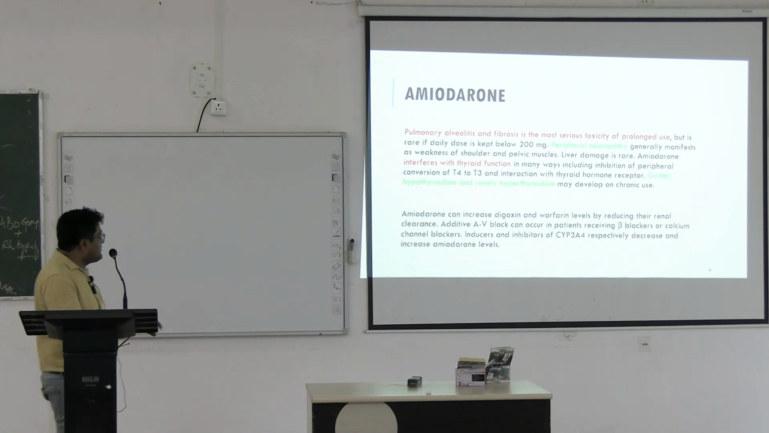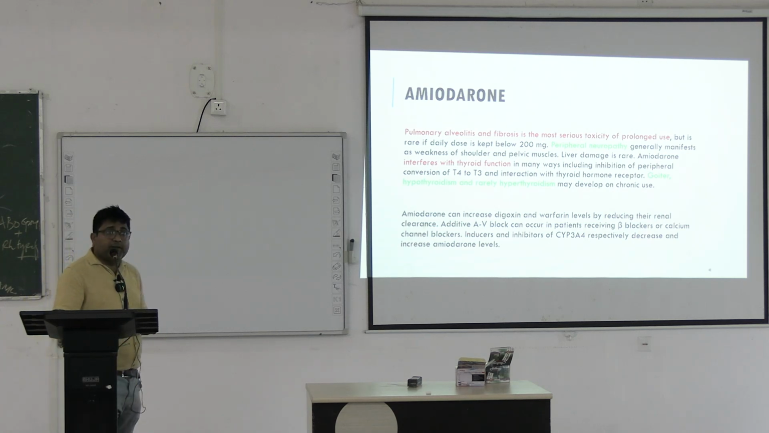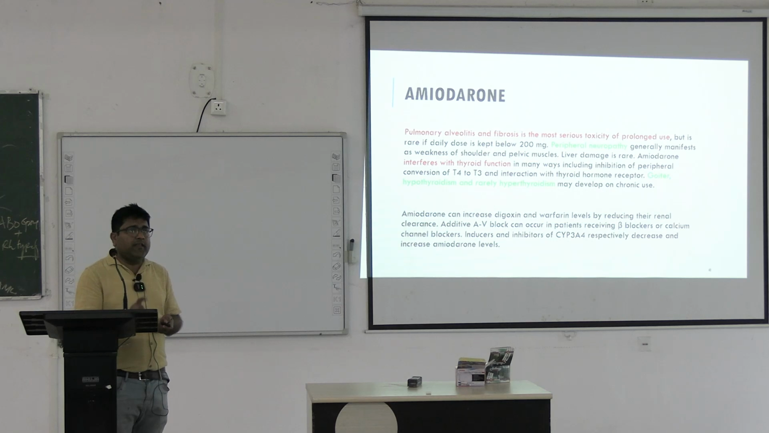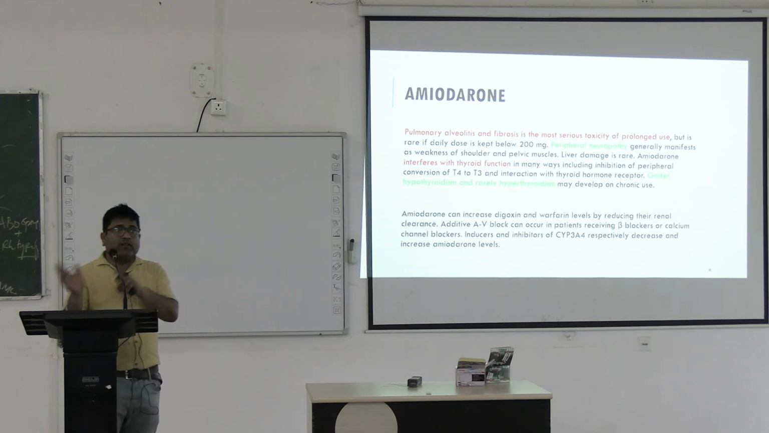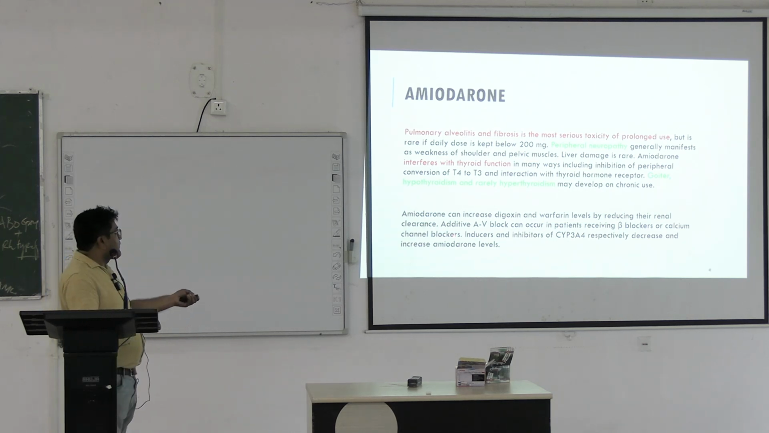Peripheral neuropathy can be seen. Goiter, hypothyroidism and rarely hyperthyroidism may be seen with amiodarone, as it is iodine containing and basically alters the function of the thyroid gland.